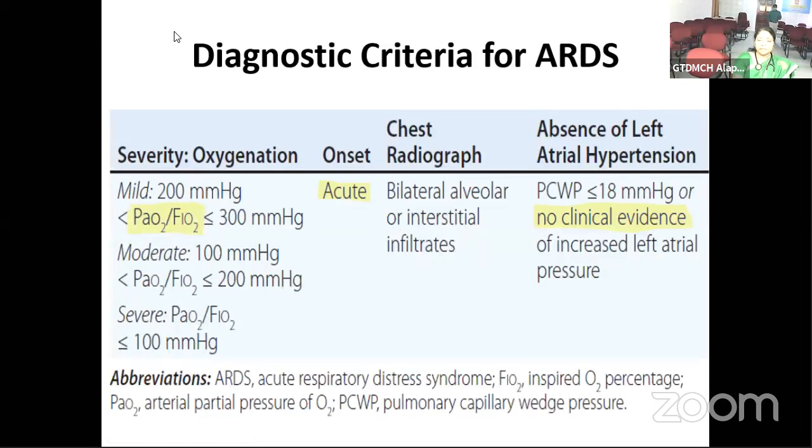So these are the diagnostic criteria for ARDS. Here this is severity according to the oxygenation. Then next is onset. Onset, I told you it should be acute, that is 1 week or less. Then chest X-ray, I showed the bilateral alveolar or interstitial infiltrates, bilateral infiltrates. And the next thing that you should have in the diagnostic criteria is absence of left atrial hypertension. That means if you can measure the pulmonary capillary wedge pressure, it's okay. Then it should be 18 millimeters of mercury or less.